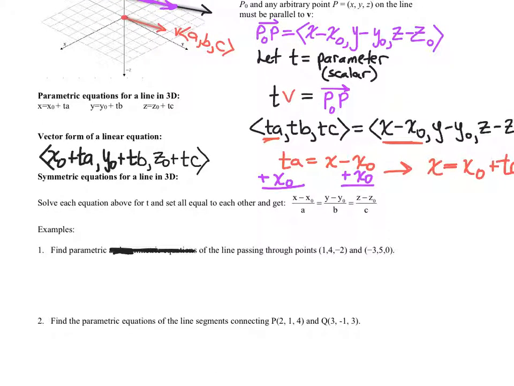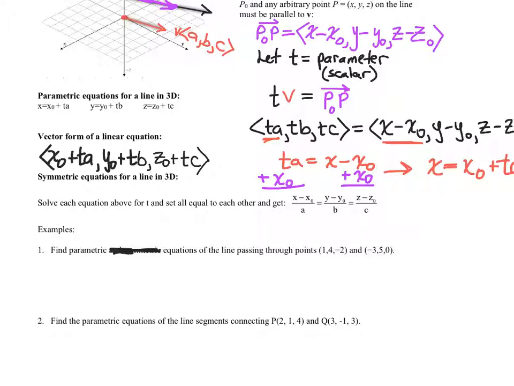Okay, so these questions are asking us to find the parametric equations of the lines passing through these points. So we're going to learn how to do that based off of the formulas that we discovered last class, and then we're going to learn how to find the intersection between those lines. It'll be pretty interesting stuff, I think.